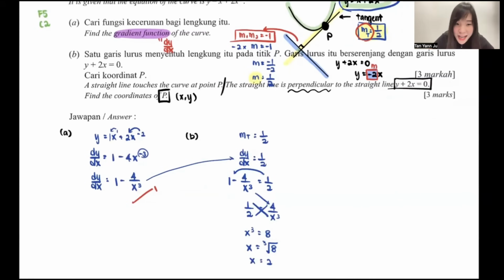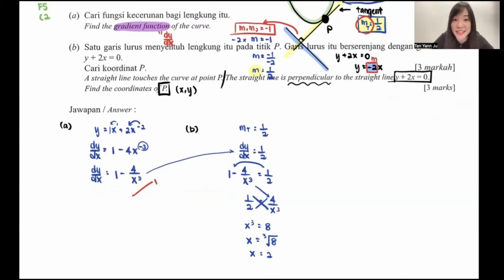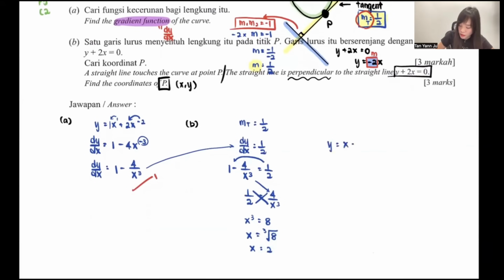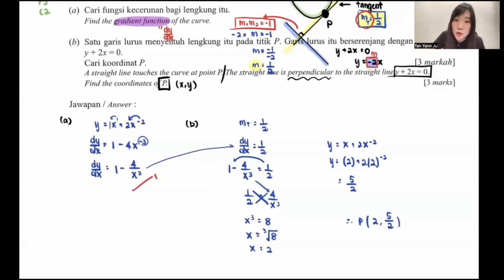Don't stop there. People asking for coordinates, cannot just have x, need to have y also. How do you find y? So quite obvious, this point is touching the curve, and the curve, you do have the equation. So we can sub back into the curve equation to find y when x is 2. So I sub inside: 2 plus 2 bracket 2 power negative 2. Yep, I'm getting y as 5/2. Don't stop there. People asking for coordinates, must write the coordinate answer. The answer is (2, 5/2).